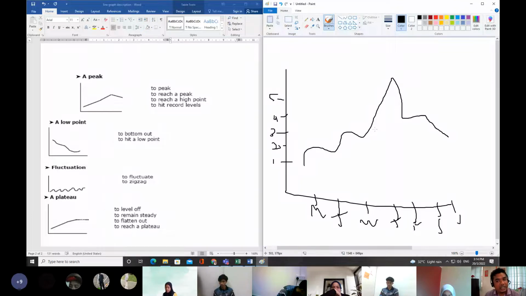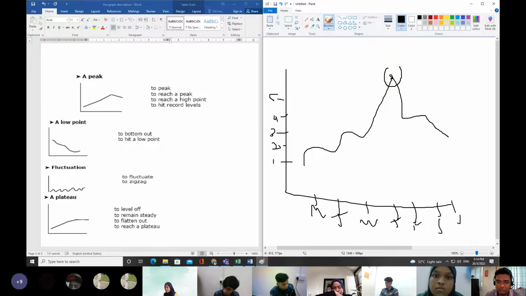Which point is the highest? So here is the peak, puncak gunung. To peak, to reach a peak, to reach a high point, to hit record levels. Untuk sampai di data paling rekod paling tinggi. Ni peak, maksudnya puncak gunung. Okay. And inversely goes to, yes, any question?